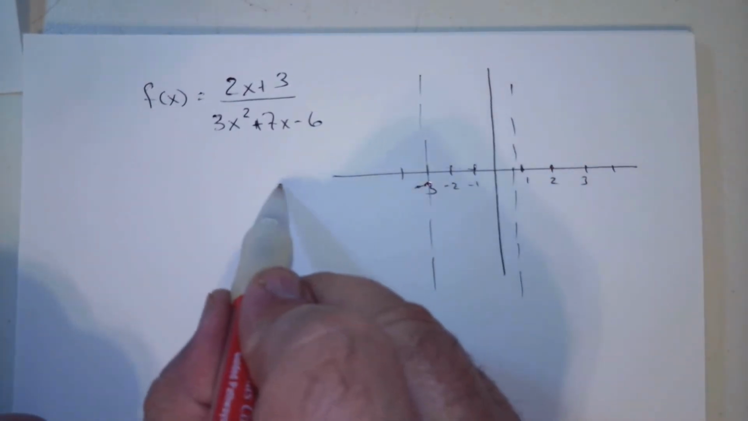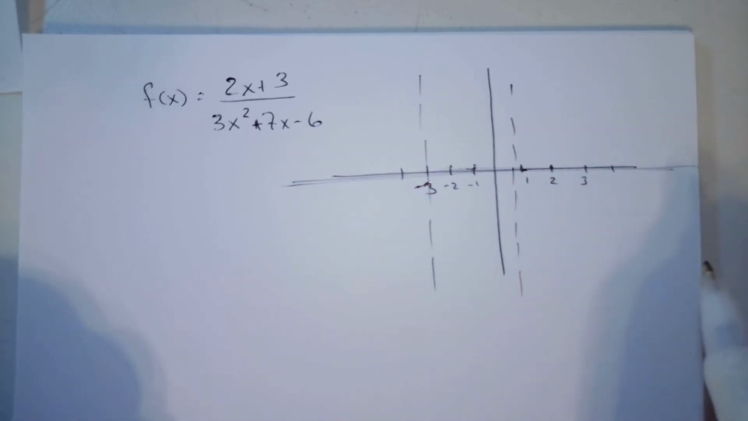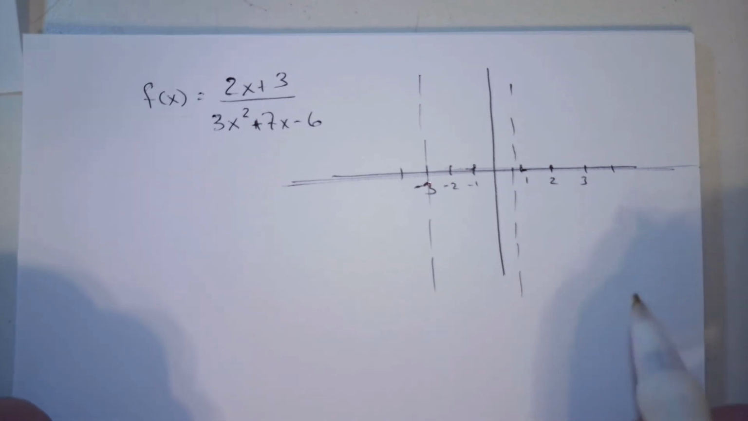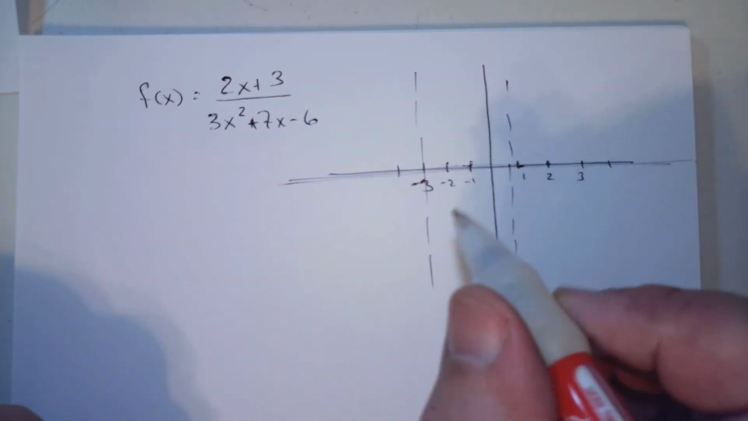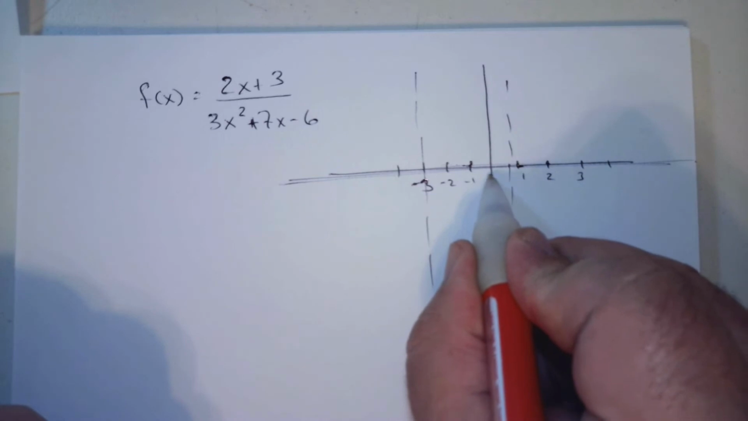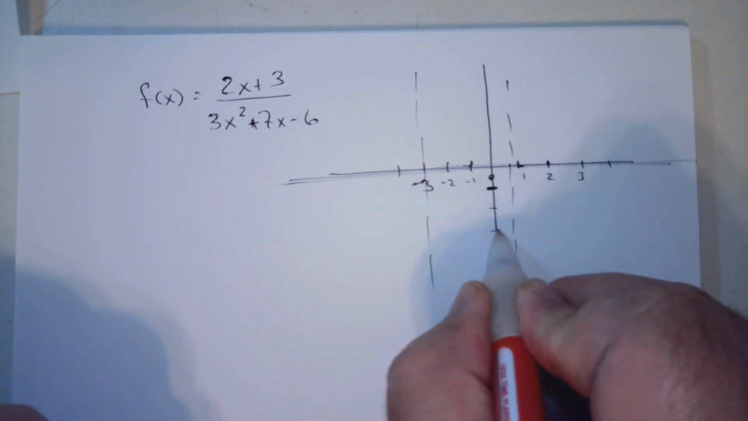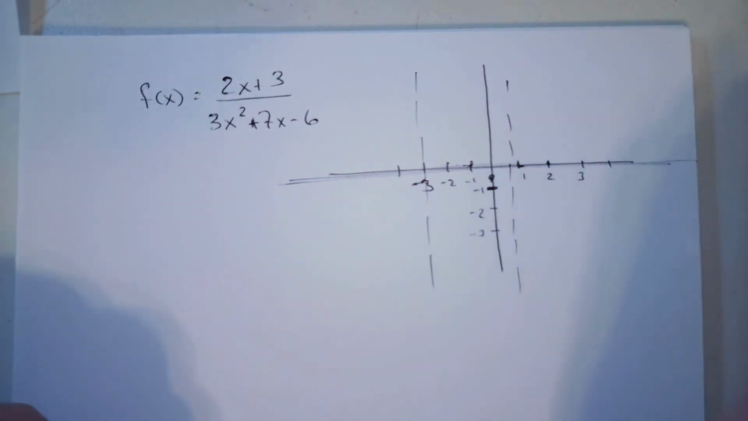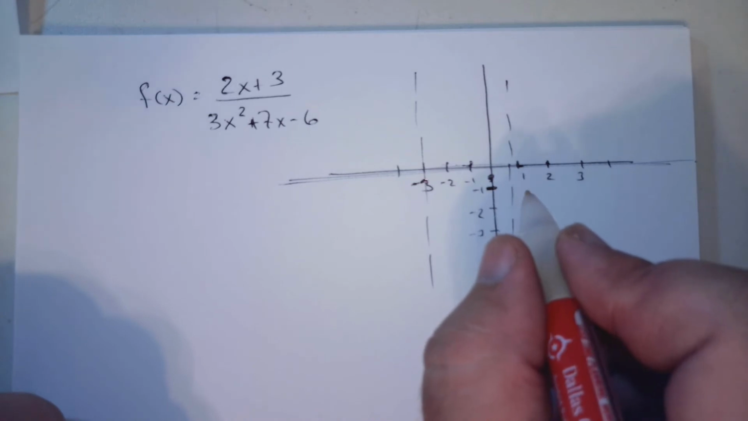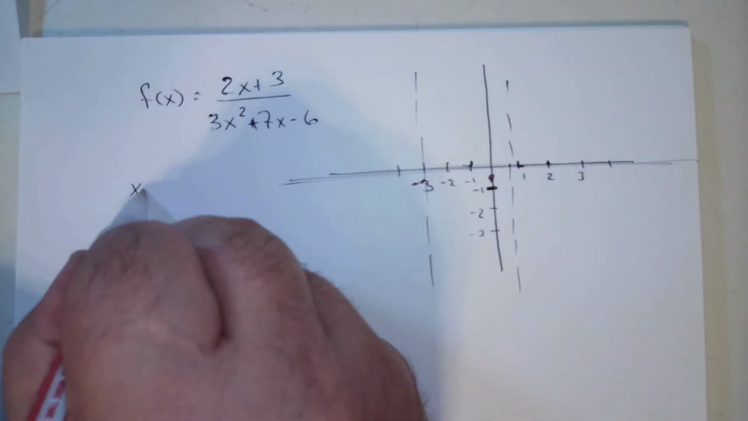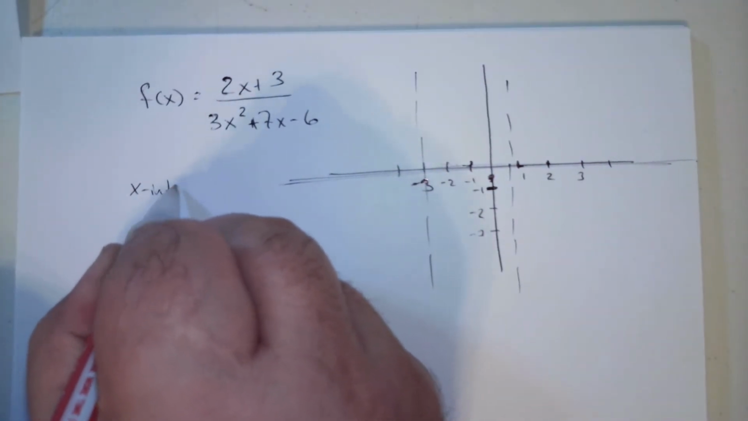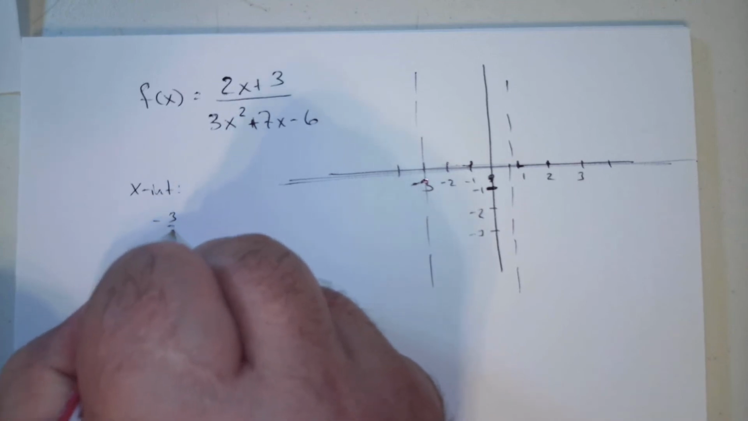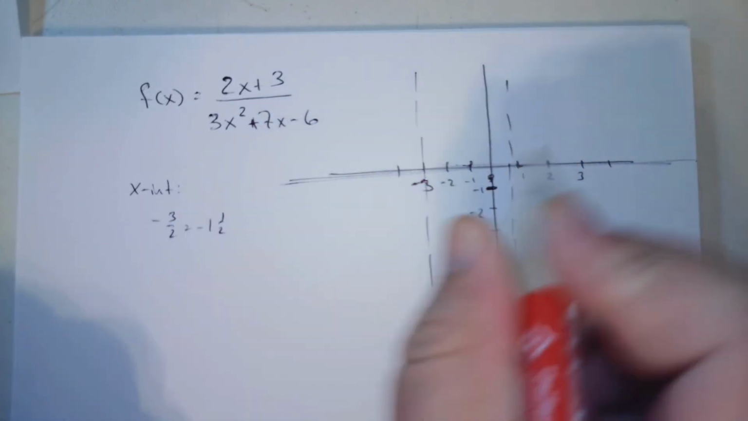My horizontal asymptote is the x-axis. And my y-intercept is at -1/2. So -1, -2. My x-intercept was at -3/2, which is -1 1/2.